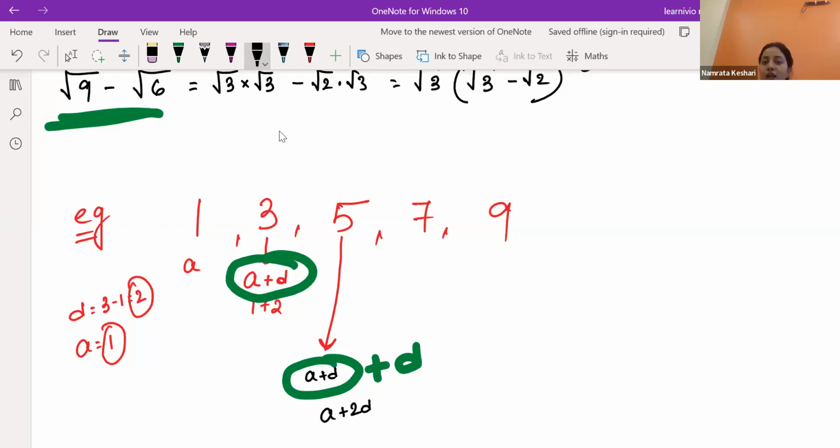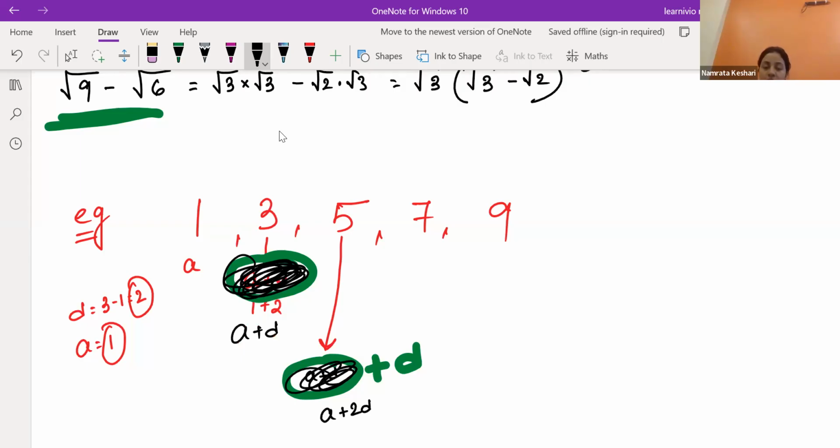I'm making it a plus 2d. Again, I'm telling you what I did. I'm covering this one and this one. Listen to me carefully. First term is a. The next term is 3. We realize that 1 plus 2 is 3. 1 is the first term, 2 is the common difference. That means a plus d. If we do a plus d, we get 3. So we are convinced that we can write it a plus d.